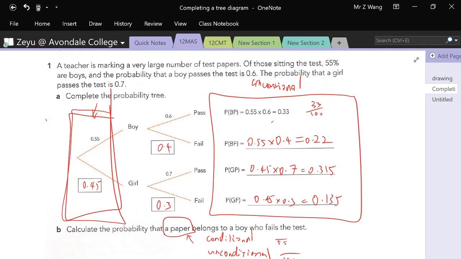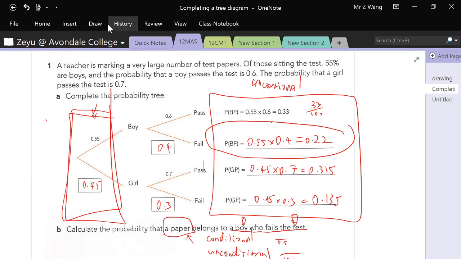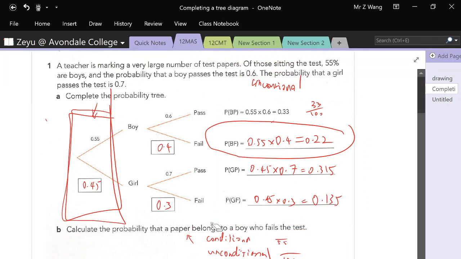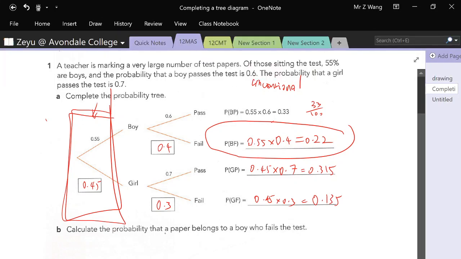And when it comes to a boy who fails the test, there are two conditions. One is that it's a boy, second, he fails the test. It's got to be this one. That's how I work it out in my head. We'll look at the other questions and then you will see the difference. If I change it to a conditional, I would say it this way: find that, instead of a paper, I say a boy's paper who failed.